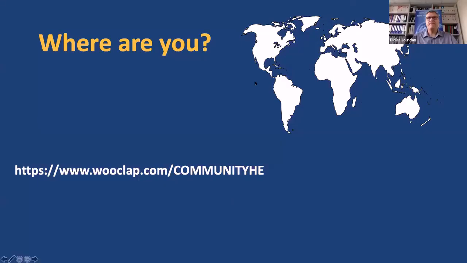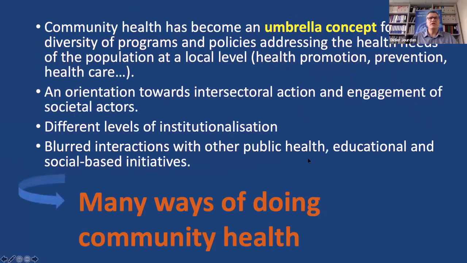This double positioning is extremely important because it tells us what community health is: different practices in different contexts. This is exactly where we are, because community health is what we could call an umbrella concept, with a lot of different practices, a diversity of programs and policies that aim at addressing the health needs of the population at the local level.